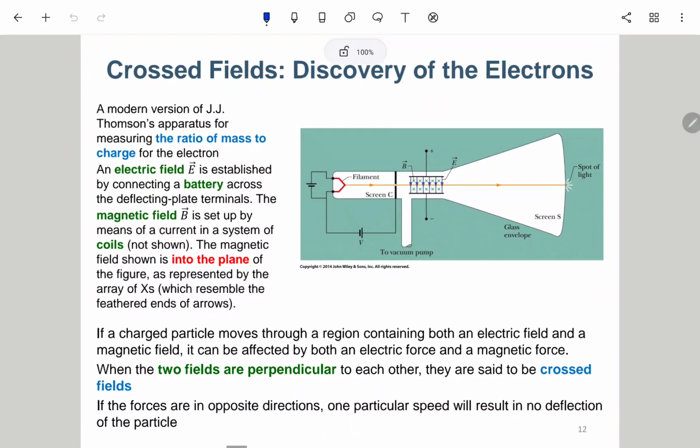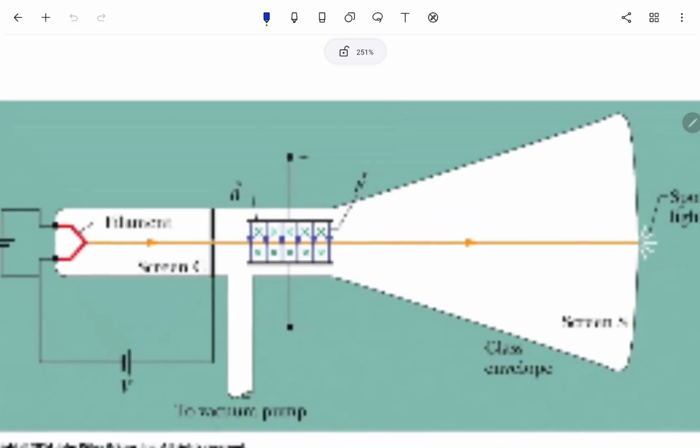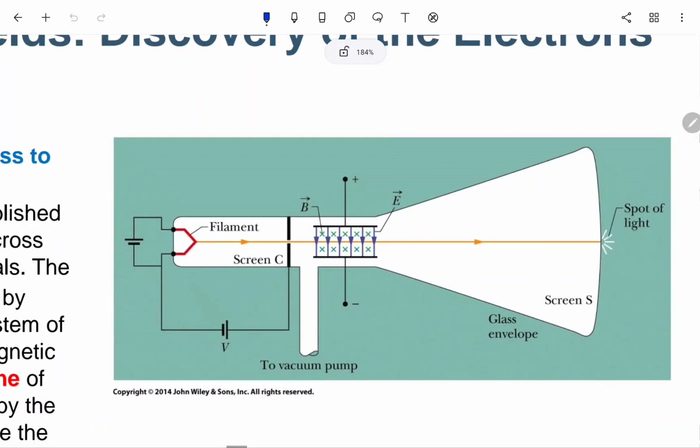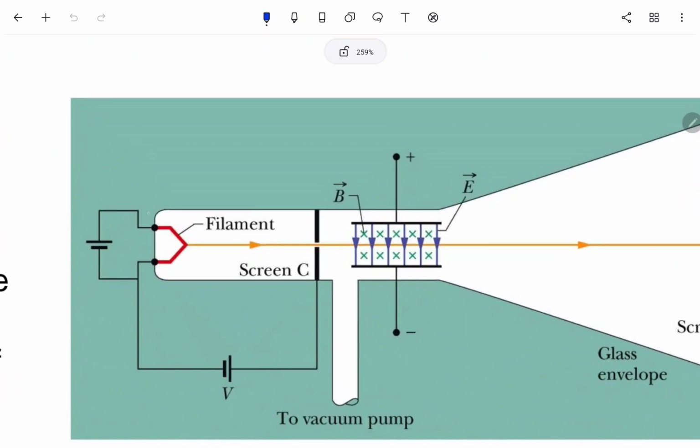Okay, so there are too many texts. Let's look at the figures directly. On the left-hand side, we can see this is a battery. This battery will provide a potential difference between, for example, this node A and node B. And then we have another battery connecting this side and also this side and also the screen. So there will be a potential difference between this part and this part.